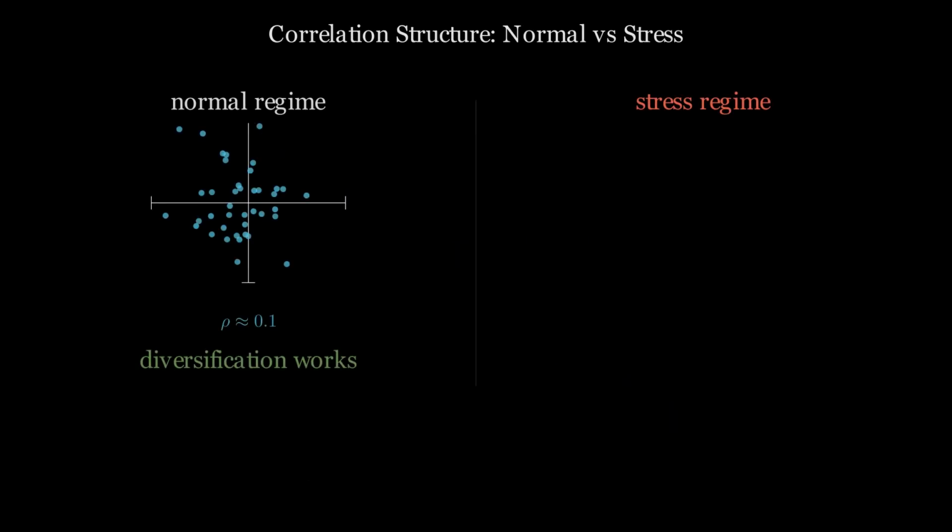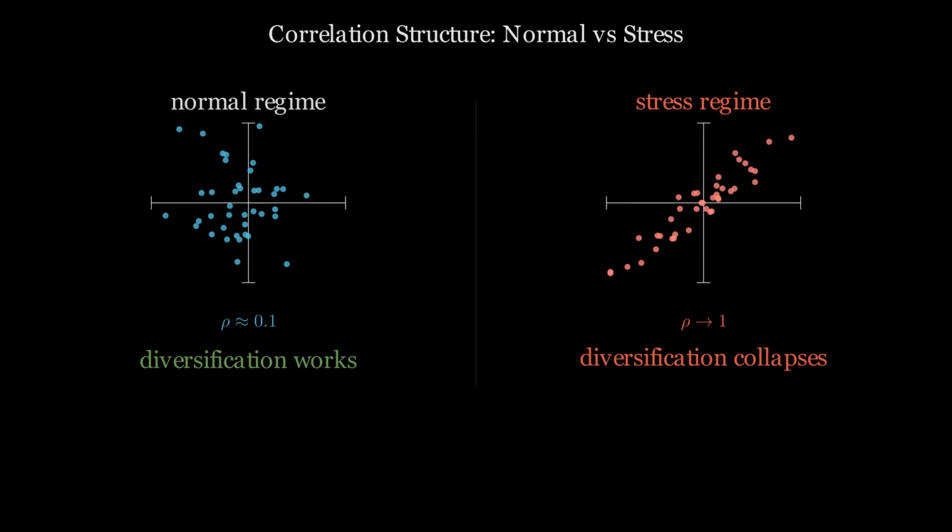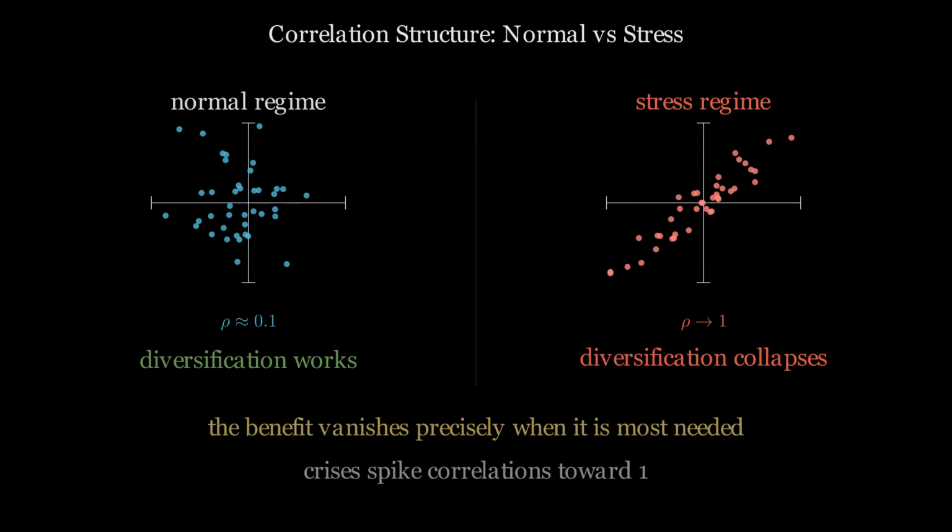In normal conditions, correlations between assets are low. Diversification provides genuine variance reduction. But in a crisis, correlations spike toward 1. The benefit of diversification collapses precisely when it is most needed.